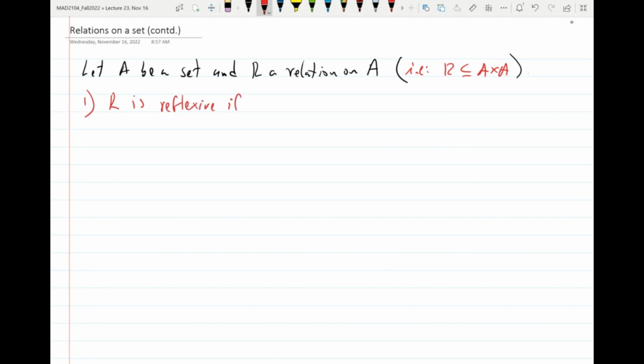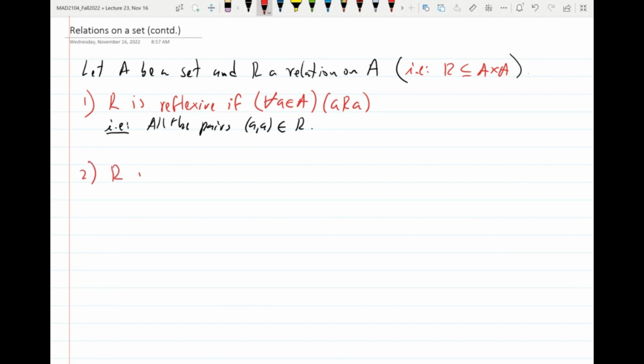So R is reflexive if for all a in A, a is related to a. Okay? And then let me write the inverse here, i.e., all the pairs (a, a) are in R. Okay, so it has to have all pairs of the form (a, a).